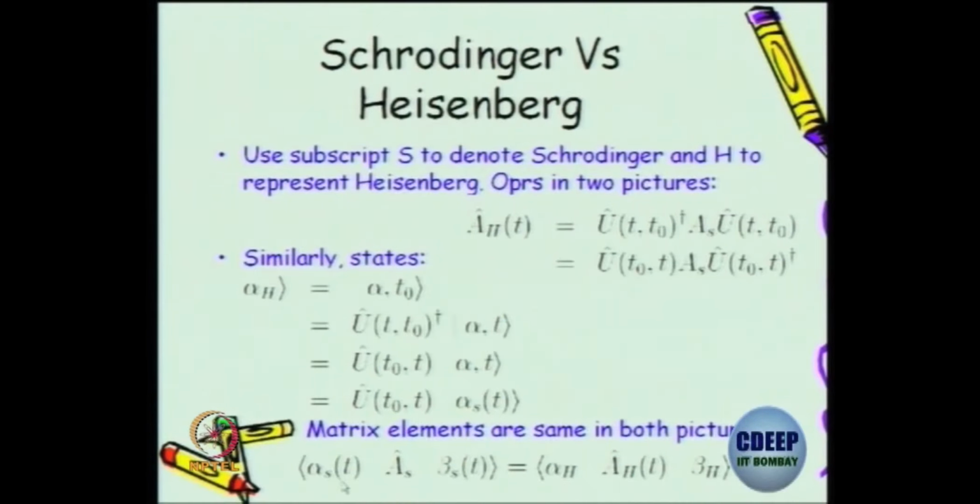Both are equivalent. You can work either in the Schrodinger picture or you can work in the Heisenberg picture. Both are equivalent in the sense that if you take the matrix element of an operator in the Schrodinger picture, which is time independent, where the states are time evolving, this is the same as freezing the states and working out the time evolution of the operators, which we call the Heisenberg operator.